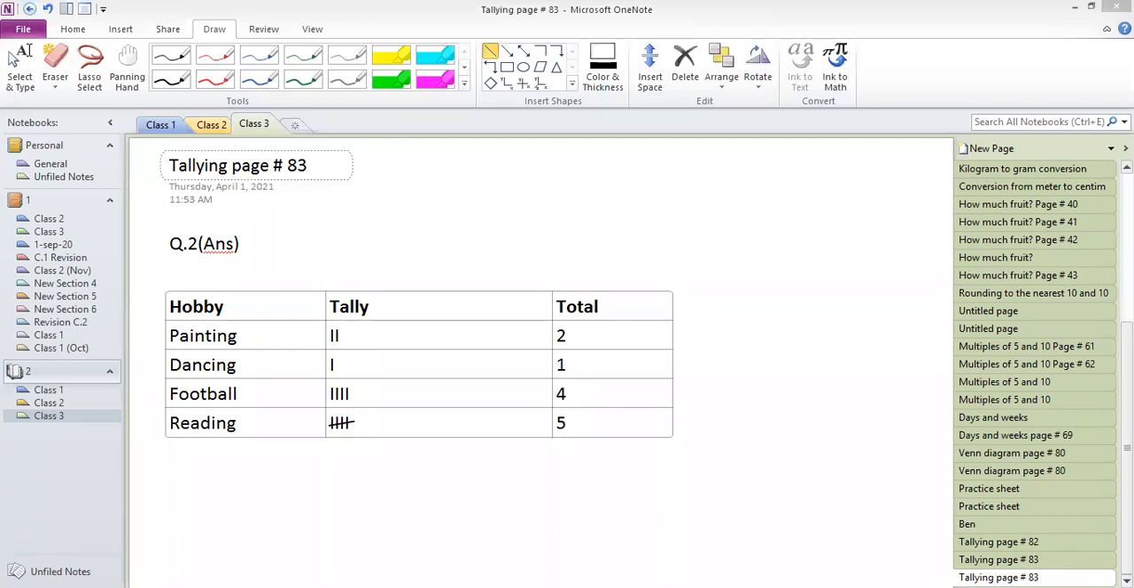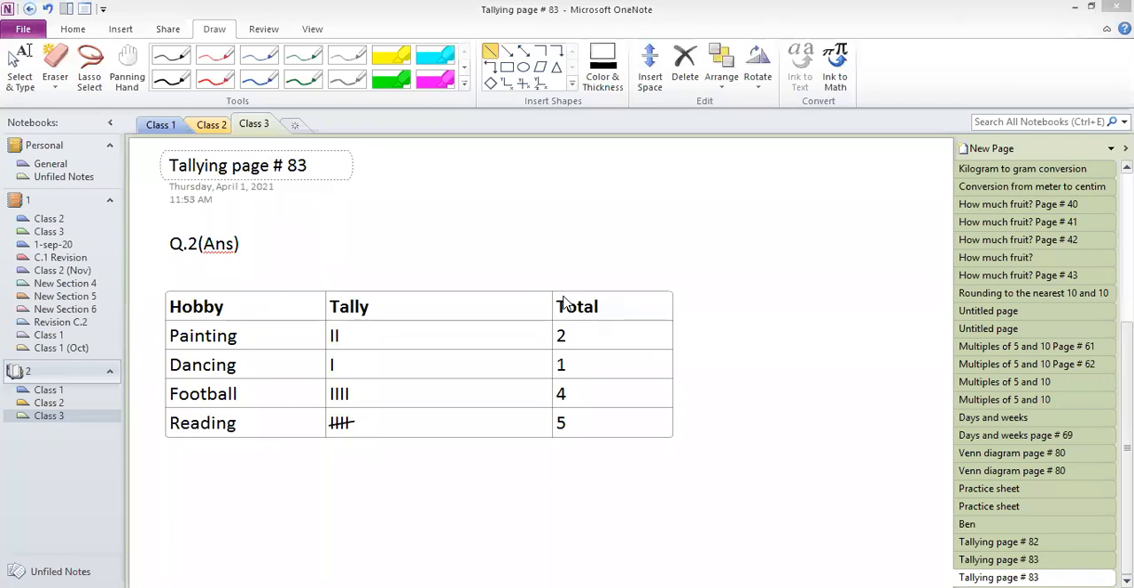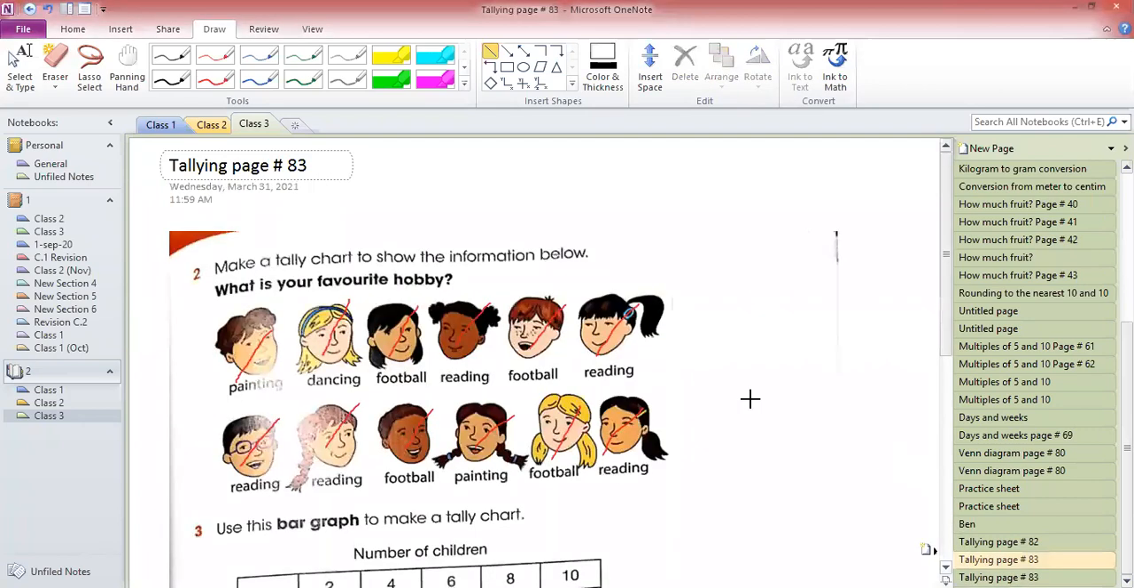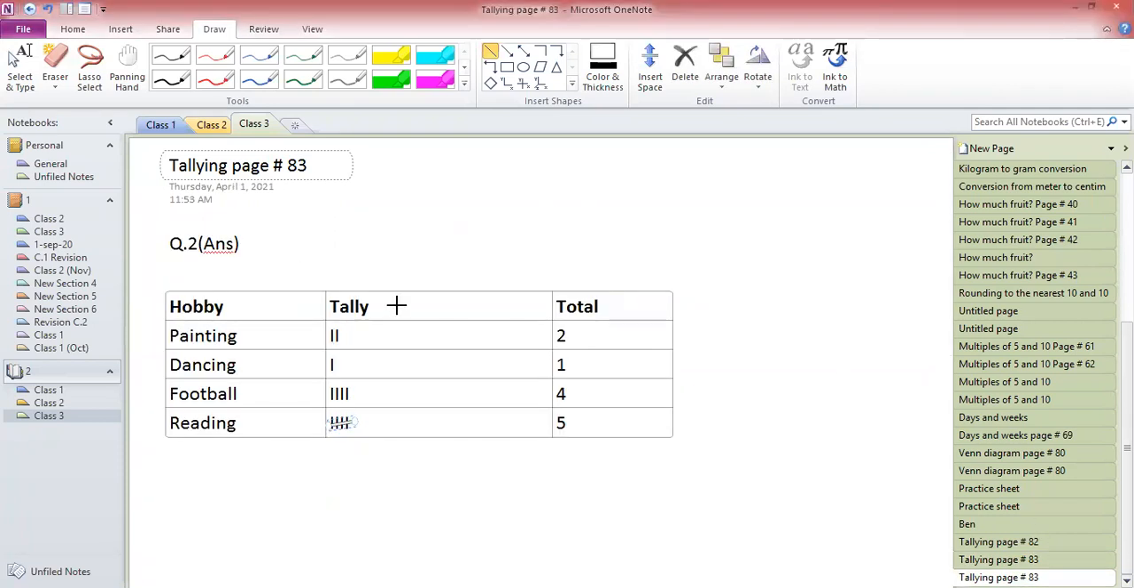Yes, if you have a question, ask me. Ahmad Shihab. Yes, Siddiq, you have to write in notebook. Yes, Ahmad. You should draw. Yes, you should draw. This is the tally chart. This is the question. Look, question is saying make a tally chart. That means you have to make a tally chart. So this is tally chart, okay? Okay, thank you. Welcome.